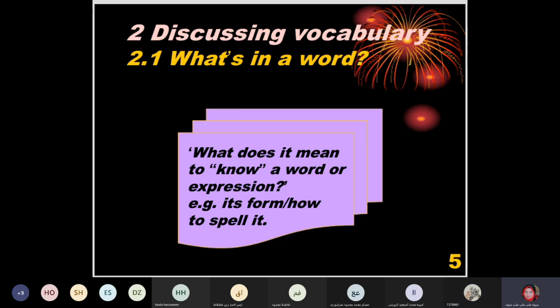Verb. Very good. To know the part of speech of the word means if this word is an adverb, a verb, a noun, a pronoun, a preposition. Very good. Thank you very much. Anything else? So, to know a word actually means to know lots and lots of areas and information about this word.